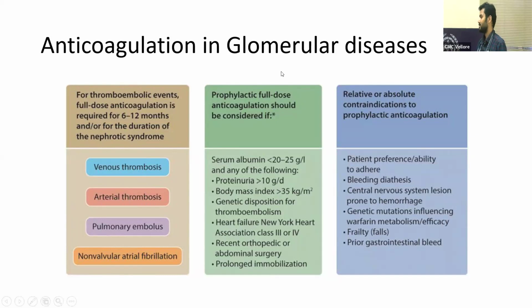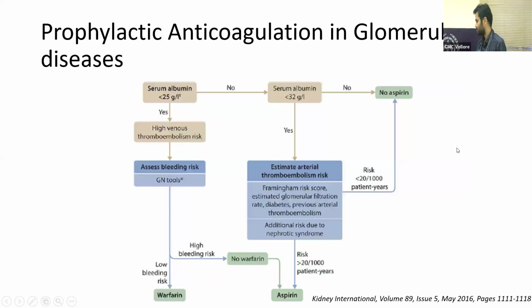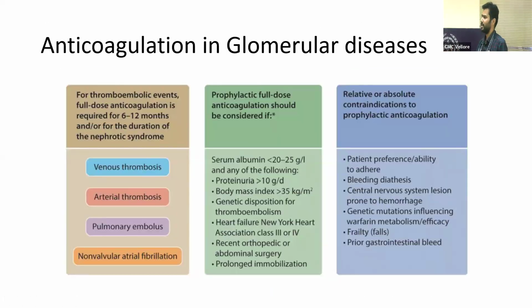Whereas for prophylaxis, when the patient is first diagnosed with nephrotic syndrome, when do you start prophylaxis? If the patient has very severe hypoalbuminemia, like less than 2.5 grams, or other risk factors for thrombosis, you have to start prophylaxis. If the patient has other risk factors for bleeding, don't start this.